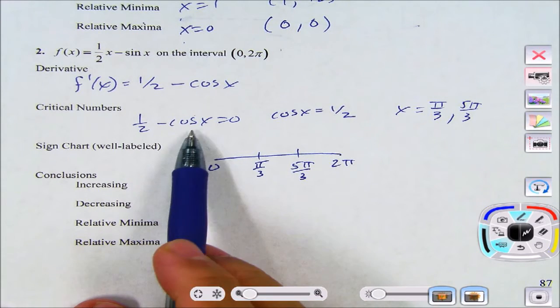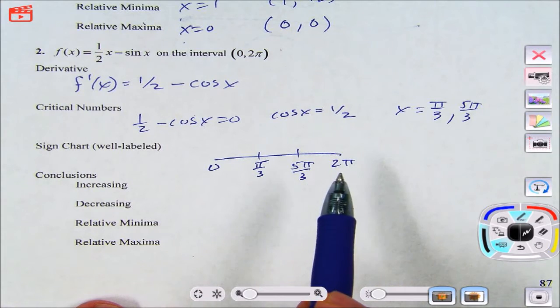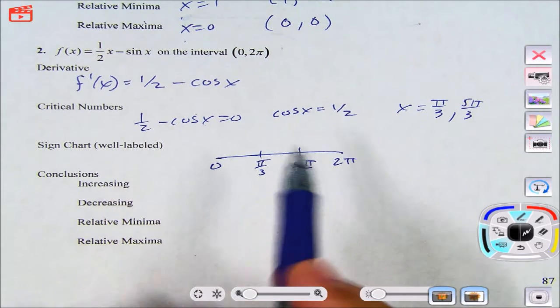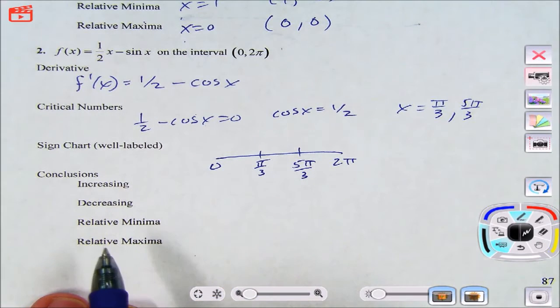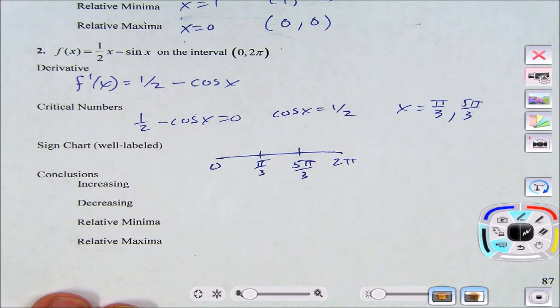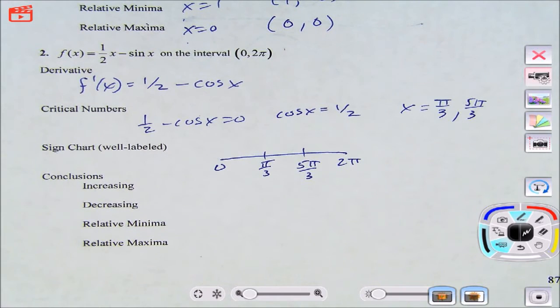So what's cosine of pi over 6? Root 3 over 2. So it's 1 minus root 3 over 2. Is that positive or negative? Do you know whether square root of 3 is bigger or smaller than 1? It's bigger than 1. All right, so that's negative.